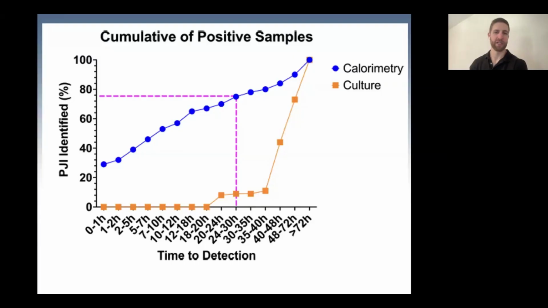hour time window, compared to cultures where that number was around 10% of all of the cases were identified by that time point. So I think it's a pretty dramatic improvement and pretty significant that we can identify approximately 30% of cases within the first hour on the calorimetry, and that we continue to improve that detection to where by 12 hours, we've identified more than 50% of all of the infection cases that we studied on PGI.